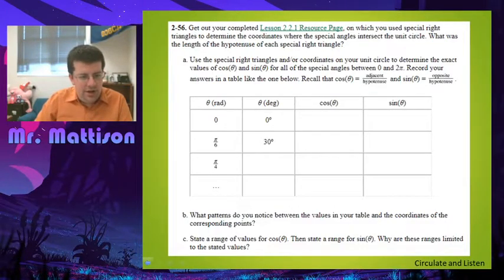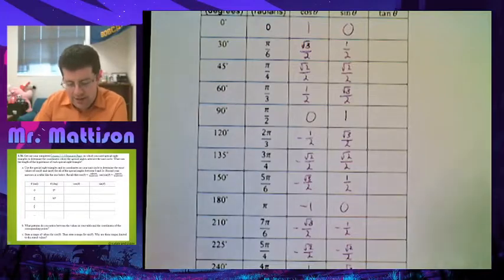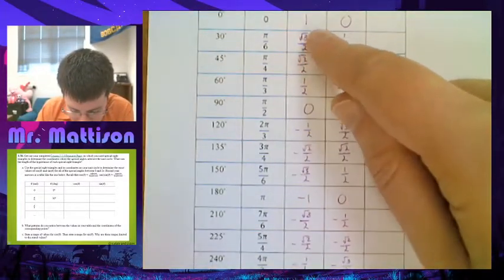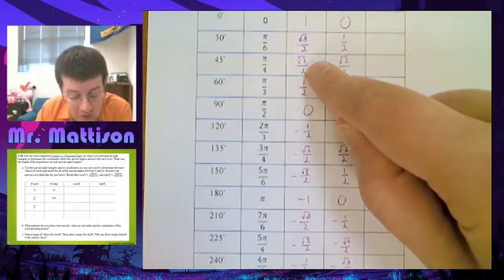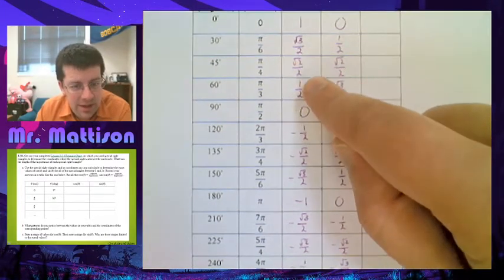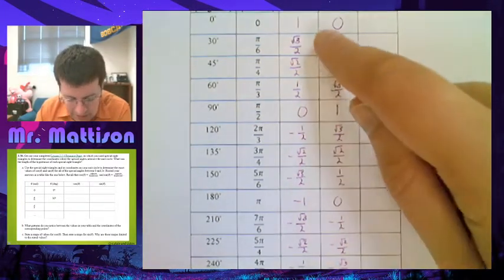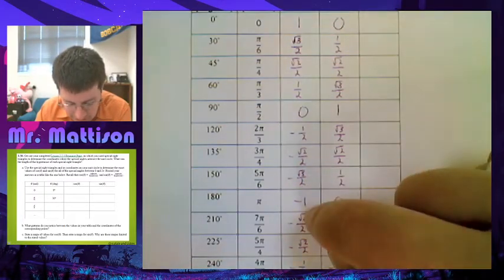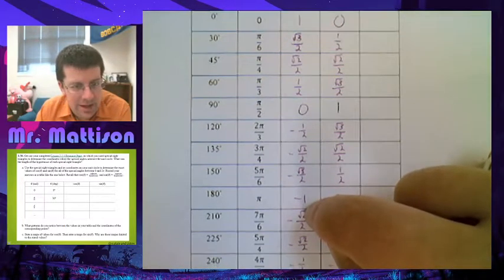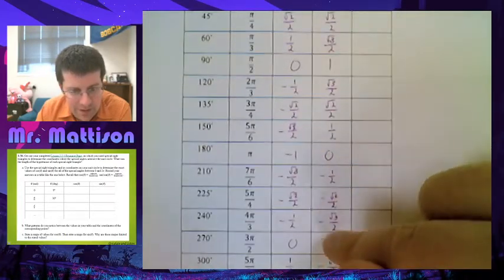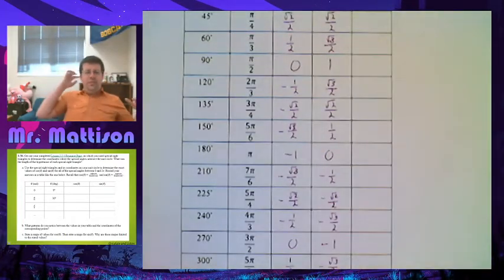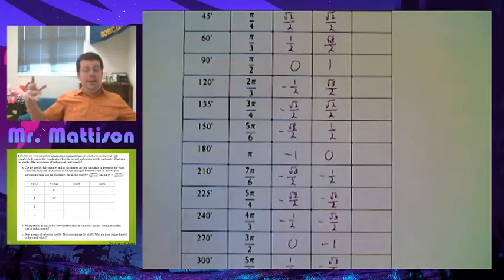Looking at my chart, I can see I never get higher than 1, right? Rad 3 over 2 and rad 2 over 2 are both less than 1. So it's a half and 0. So the highest that I ever get is 1. Lowest that I ever get is negative 1. Likewise, on sine, highest I get is 1. Lowest I get is negative 1. So my range, or my possible y values, my possible outputs here, are only ever between 1 and negative 1.